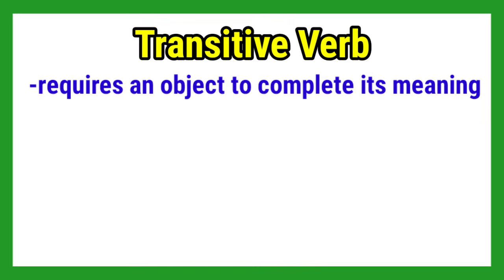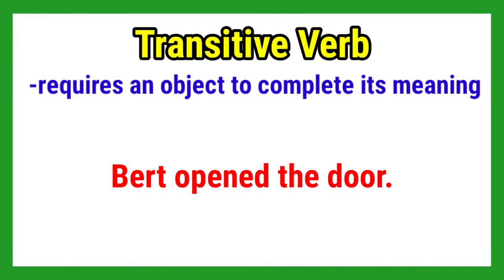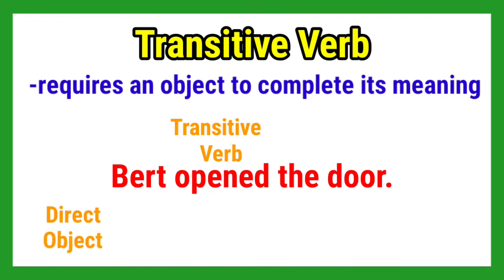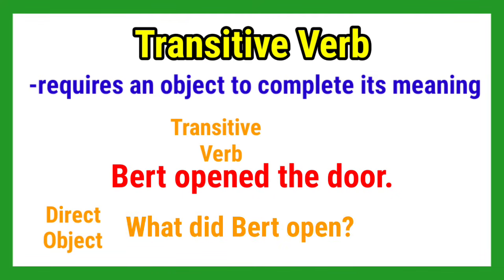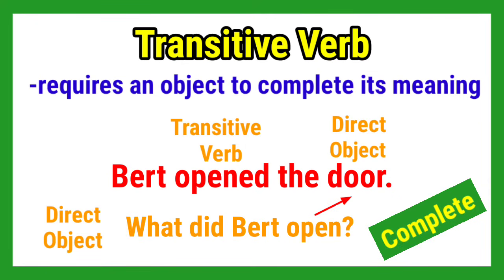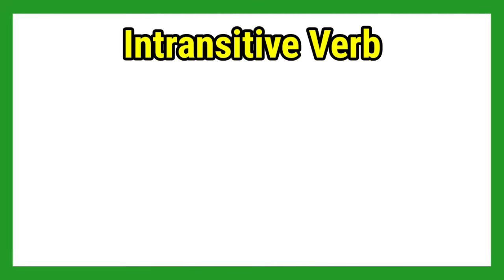How about this? Bert opened the door. What is the verb in the sentence? Opened. Do you think this is a transitive verb? Yes. Why? Because it has a direct object. What is it? What did Bert open? The door. So the direct object is door. And as you can notice, the sentence is complete. Is it clear? Now let us talk about intransitive verbs.